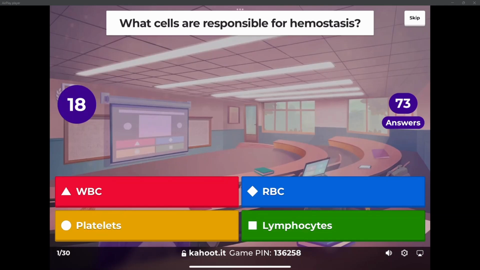Okay, hemostasis. What cells are responsible for hemostasis? Sorry, not hemo. I even told you that the first day. Don't confuse homeo and hemo. Or first day of this unit. What do you say for the exam?